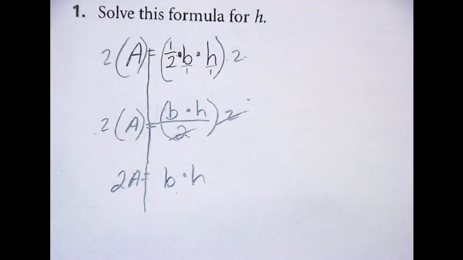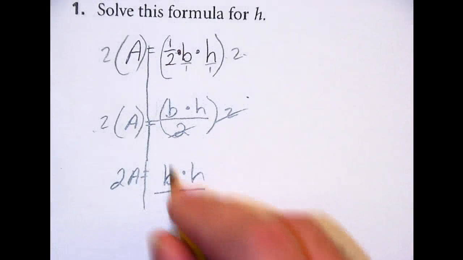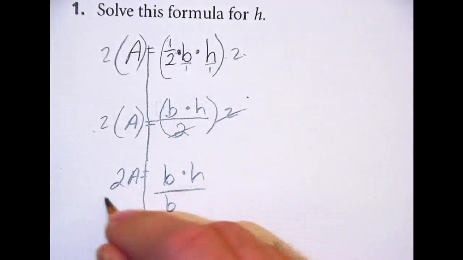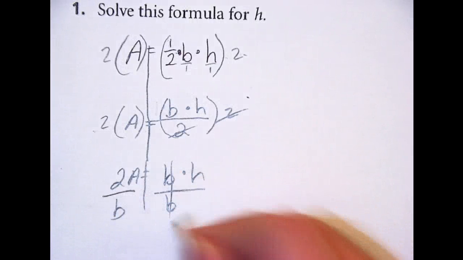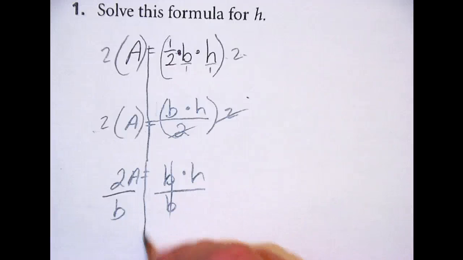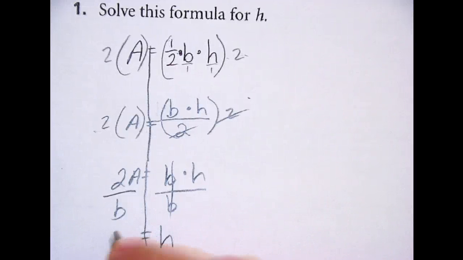Now what do I need to get rid of? Yeah, the b. And how do you get rid of a b that's being multiplied by h? Annalise? Yeah, we divide. We do the inverse. We think of it like if it was a number, what would you do? Well, you divide by it. So we're going to divide. Those cancel out. I'm left with h, and that's equal to 2A over b. Is that what you guys had to begin with? Well done. How many of you got that?